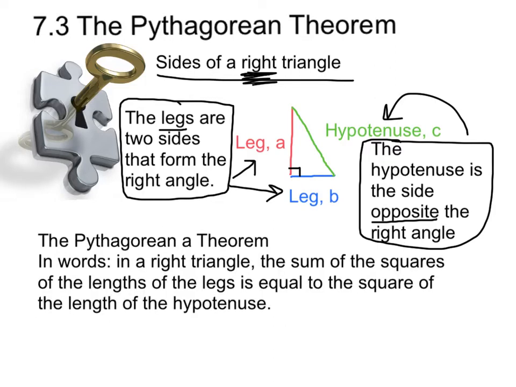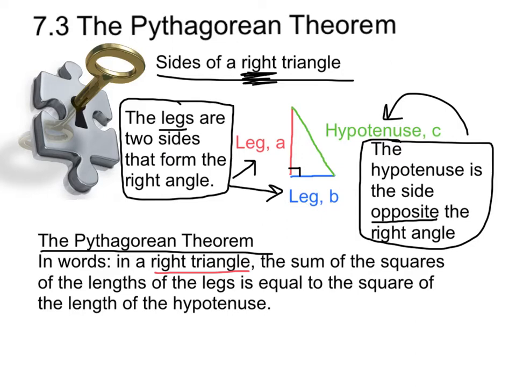So here's what the Pythagorean Theorem says, in words. In a right triangle, once again, make sure you note it's a right triangle only, the sum of the squares of the lengths of the legs is equal to the square of the length of the hypotenuse. Now you may be saying to yourself, what in the world?